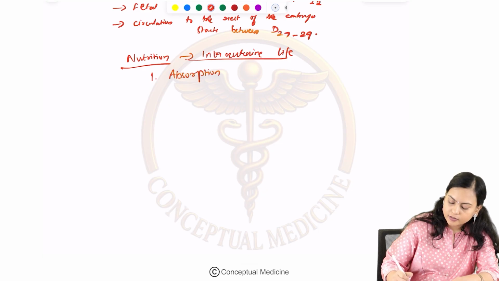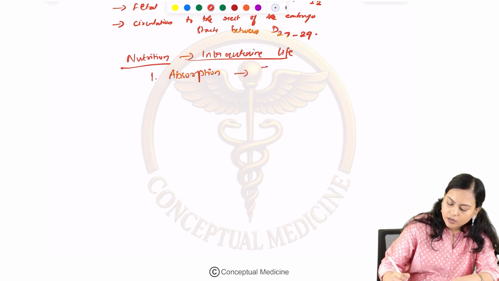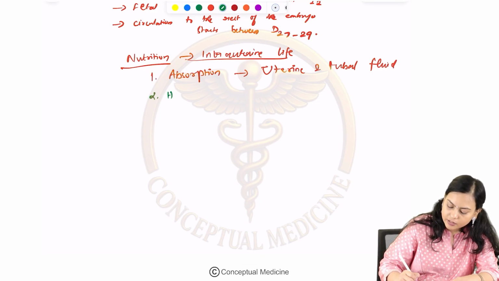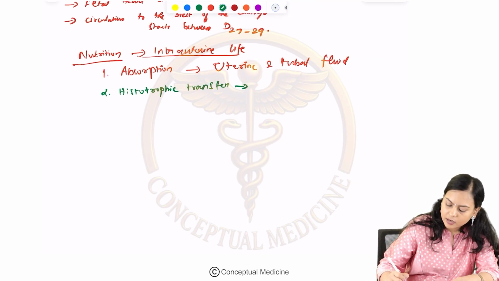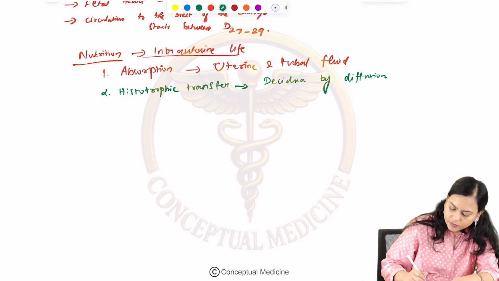First one is absorption. It happens through the absorption of nutrients from the uterine and the tubal fluid. Second mode of nutrient transfer to the fetus is by the histotrophic transfer. This is basically the transfer of nutrients from the decidua by diffusion.